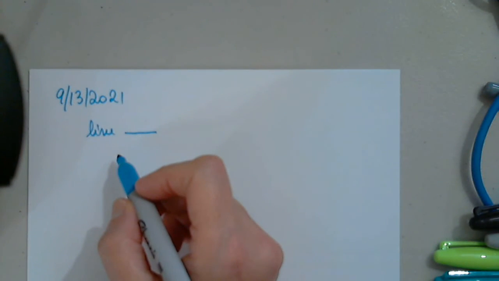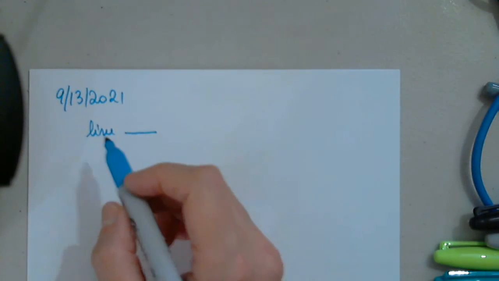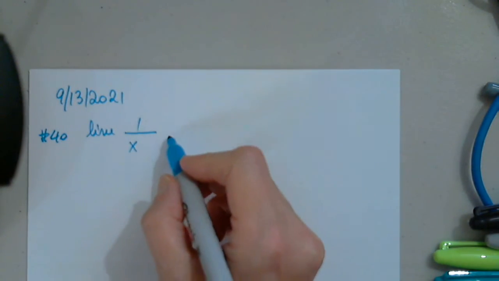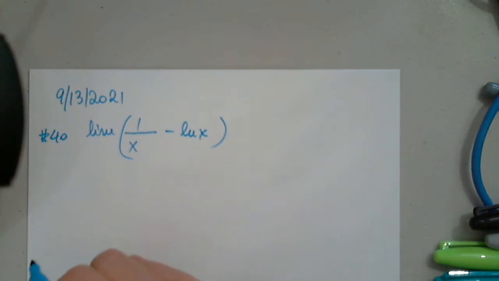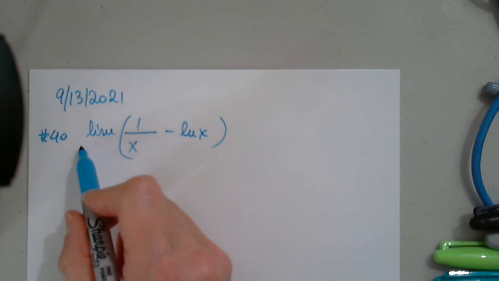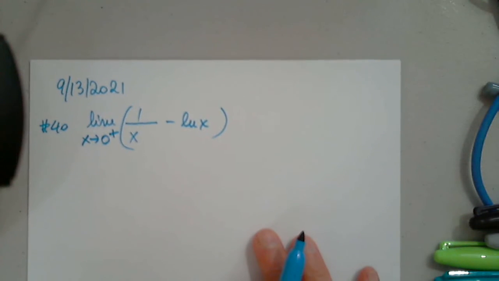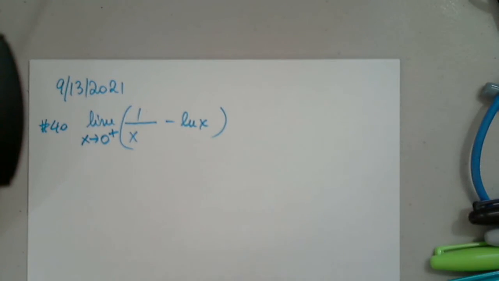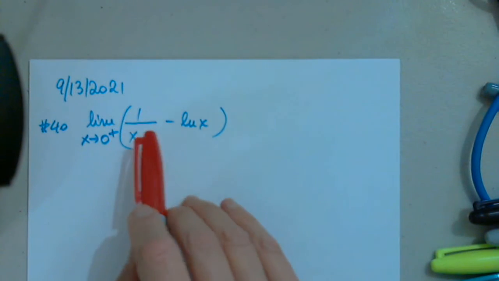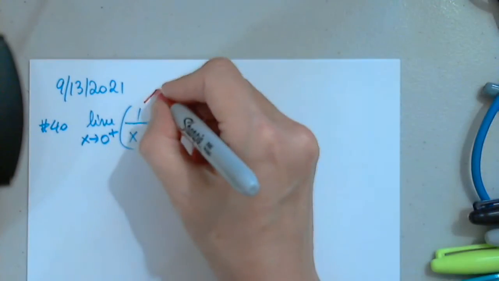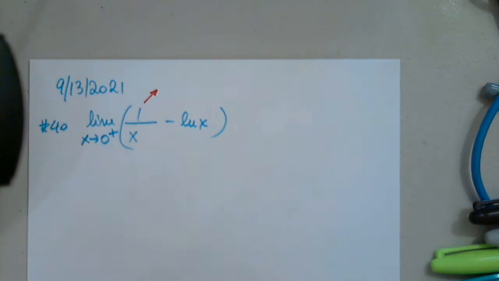The problem was number 40, where it was the limit of 1 over x minus ln of x, where x approaches 0 from the right. So in that case, very good, you would want to find where these are going. So first of all, we have to identify where these are going. Good. So where is this going when x approaches 0 from the right?